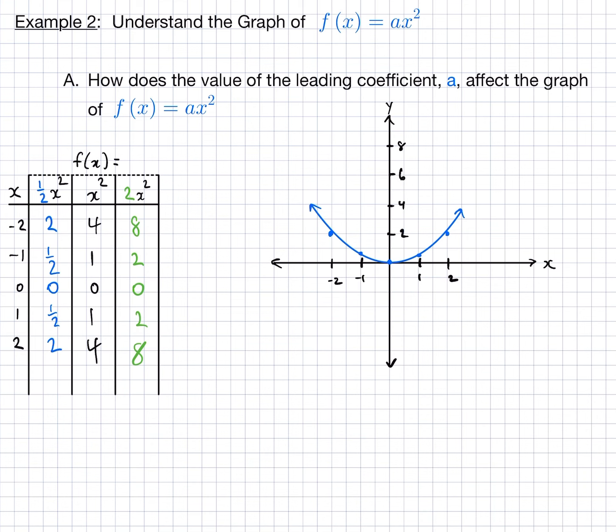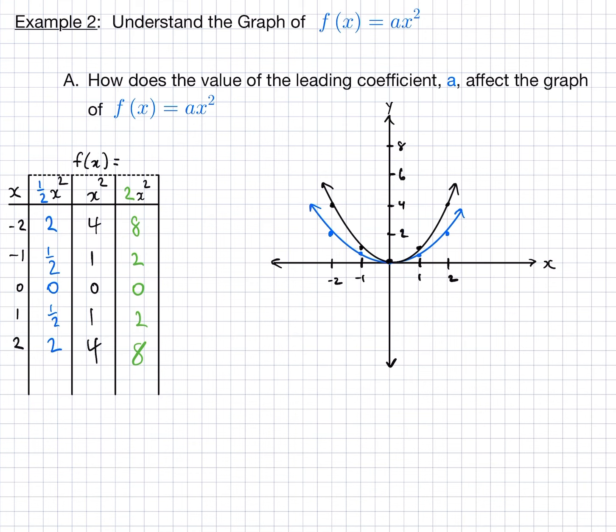Okay, and then we'll go ahead and plot the black ones, the middle column, and that's going to be very similar to what we graphed in the first example. So we're going to have (-2, 4), (-1, 1), which puts us here, (0, 0), (1, 1), and (2, 4). Okay, so if we were to graph this, connect the dots, we get a parabola that looks something like this.